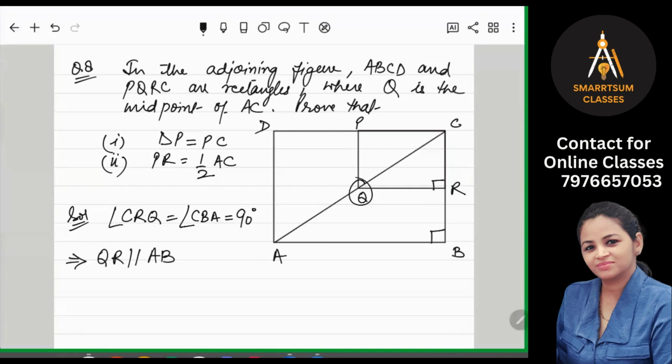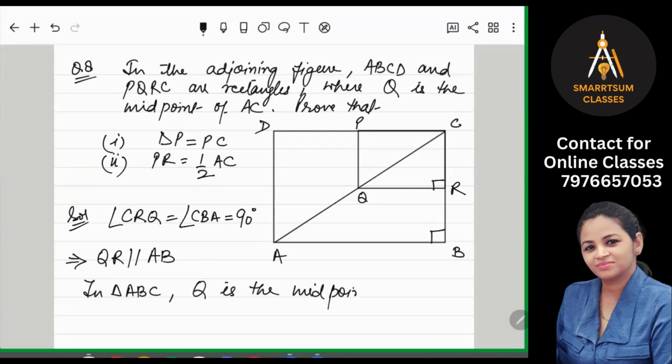And this QR is 90 degrees, this is also 90 degrees. That means both the sides AB and QR of the two rectangles must be parallel, and only then can this angle be 90 degrees. These are a corresponding pair of angles and they are the same, 90 degrees. So we can say that QR is parallel to AB. Now, in triangle ABC, the right angle triangle, Q is the midpoint.